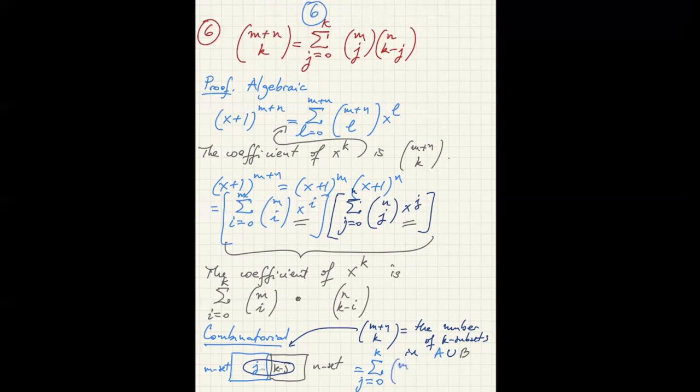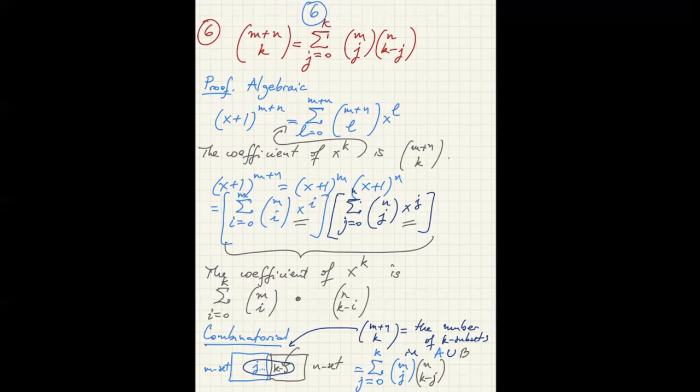That's m choose j. And in that, any choice of those j elements there can be paired up with any choice of k minus j elements here. So n choose k minus j. Okay. So that's again a nice and important formula to keep in mind.